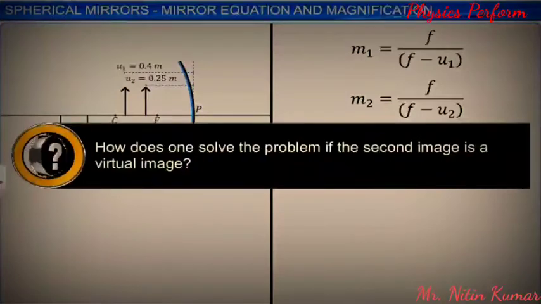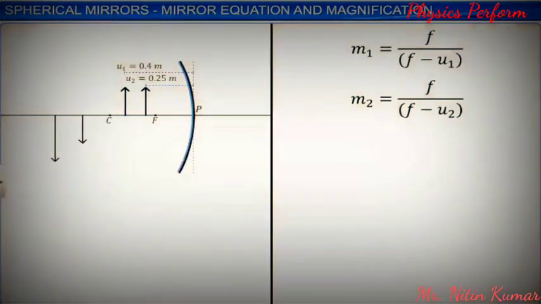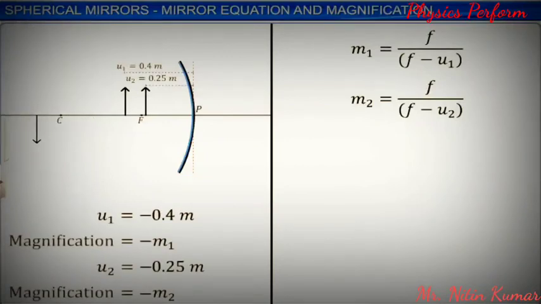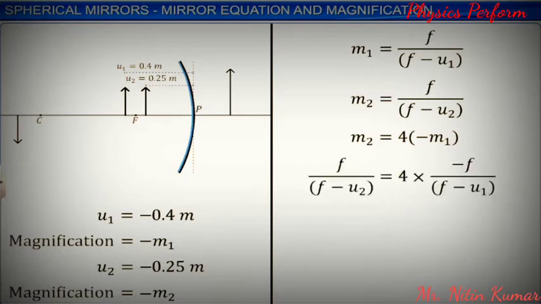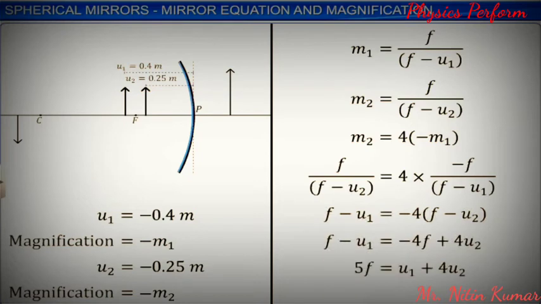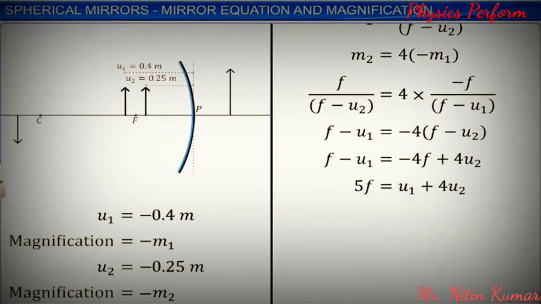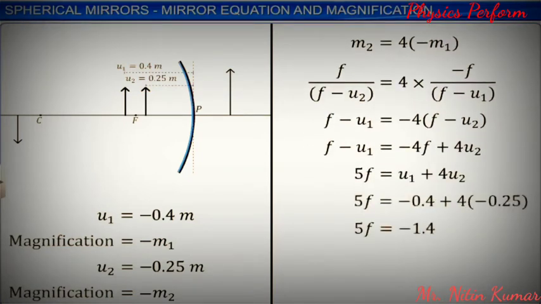How does one solve the problem if the second image is a virtual image? If the second image is virtual, then M2 is positive. Then we will get the condition as M2 is equal to 4 into minus M1. And by substituting the values for M1 and M2 and on further simplification, we get F is equal to minus 0.28 meter.